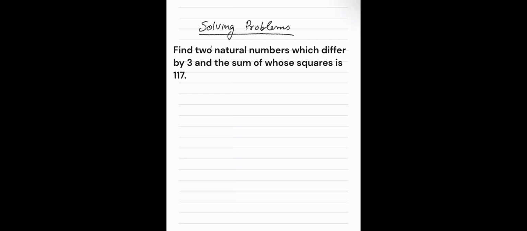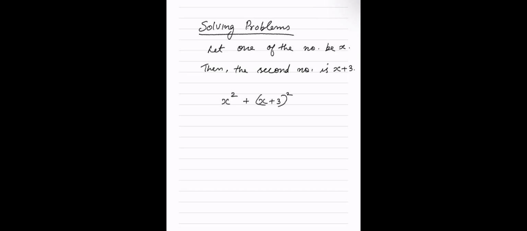So you can start the answer by writing, let one of the numbers be x. Then the second number is x plus 3, right? The difference between two numbers is 3 means the second number is going to be x plus 3. Now sum of whose squares means first number is x, its square, plus second number is x plus 3, its square. That gives you 117. So this is the mathematical statement that you are making.